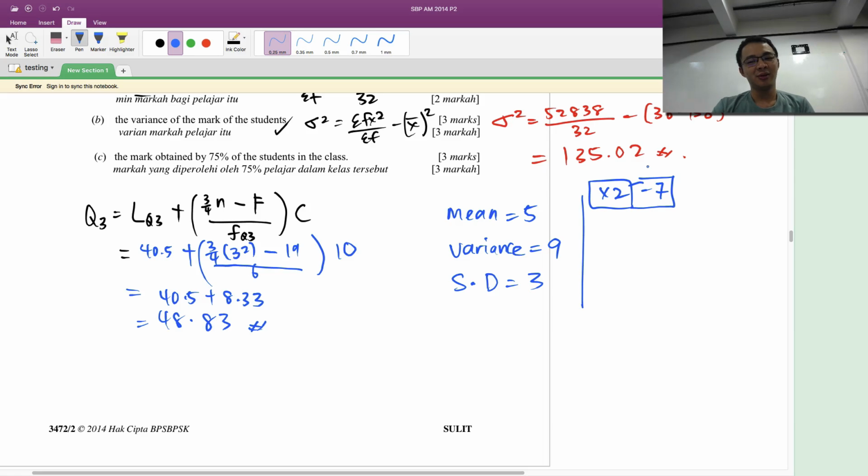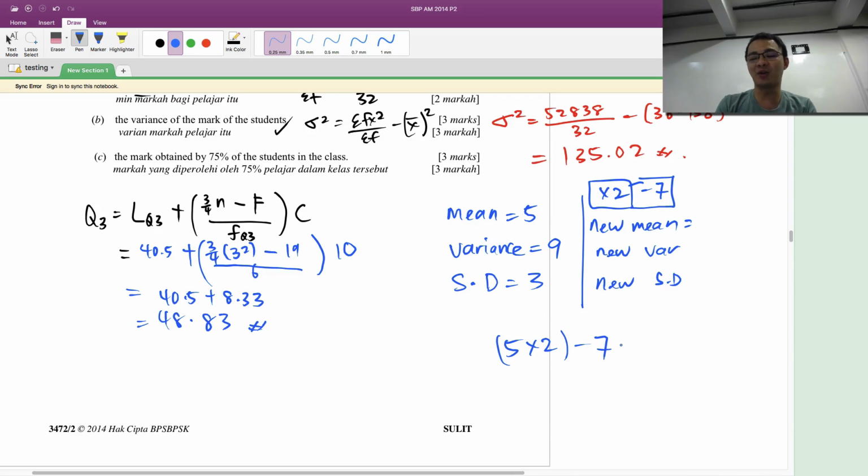I say all the new values, I mean the x1, x2, x3, you have so many x values, all the values actually multiply by 2 and then minus 7. I want you to find the new mean, new variance and new standard deviation after they multiply by 2 and minus 7. To find the new mean, I will use 5 times 2 and then minus 7. I do exactly what the question asks. So this will be 10 minus 7, I will get 3. This is my new mean. Mean is very easy, just do exactly what the question asks.